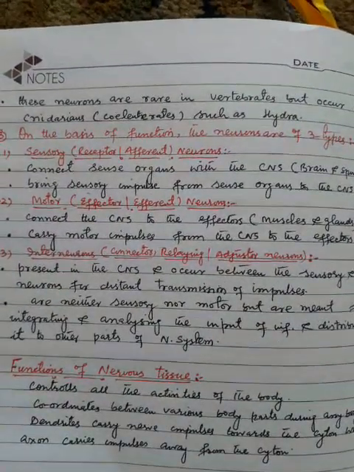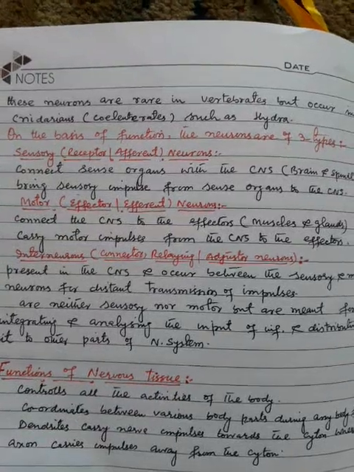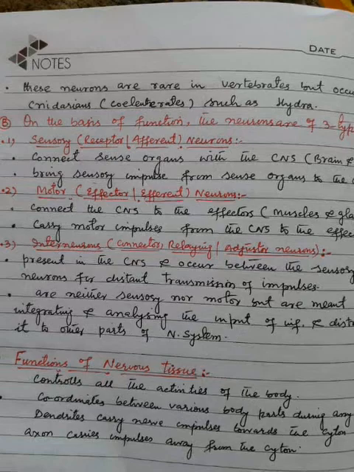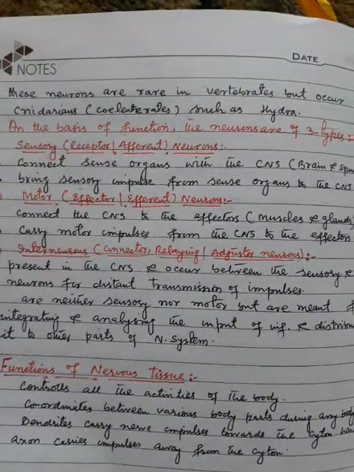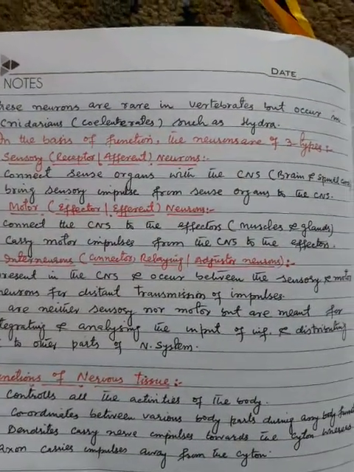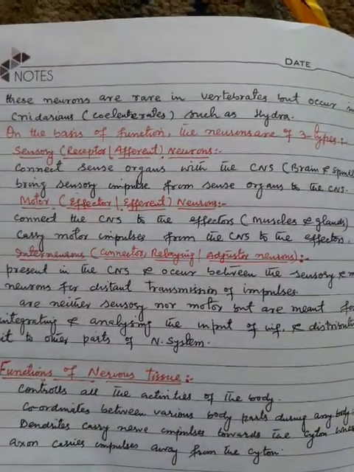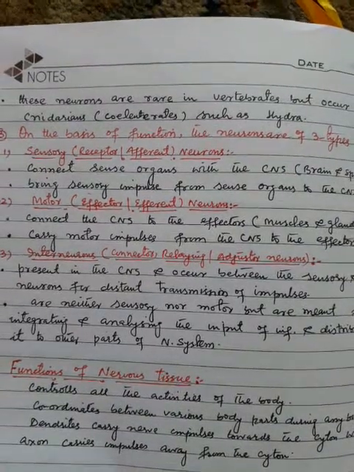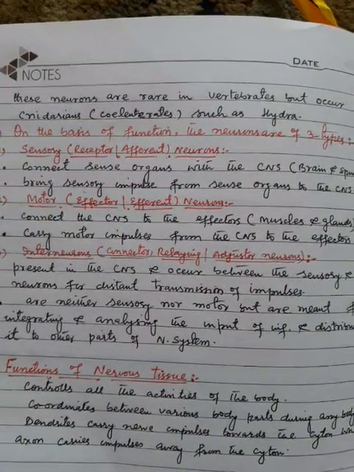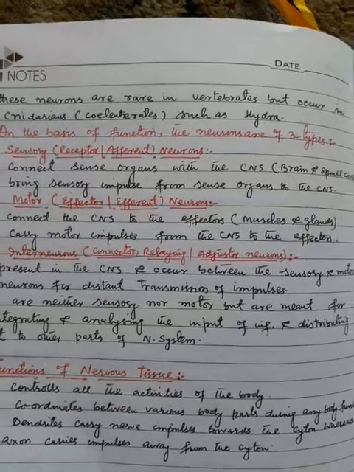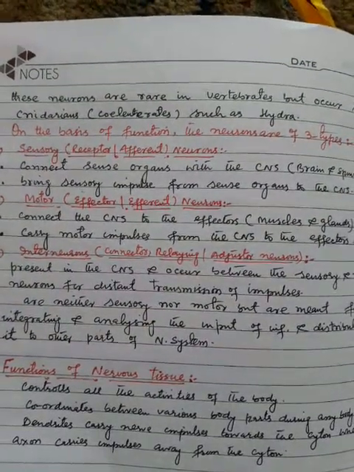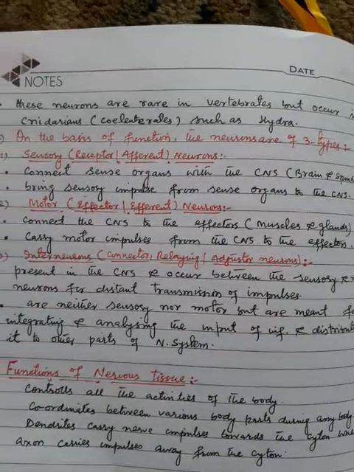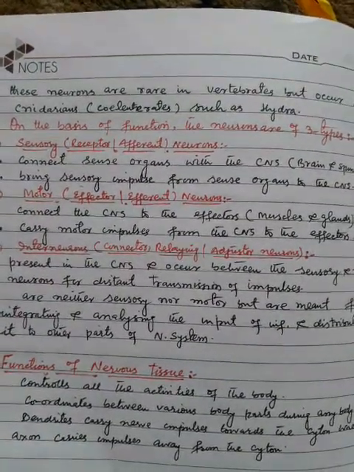Then the third type, that is interneurons, also called connector, relaying or adjuster neurons. Interneurons are present in the central nervous system and occur between the sensory and motor neurons for distant transmission of impulses. Interneurons are neither sensory nor motor but are meant for integrating and analyzing the input of information and distributing it to other parts of the nervous system.